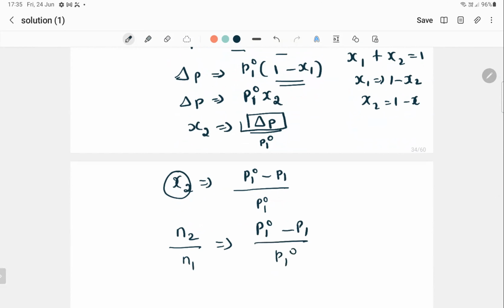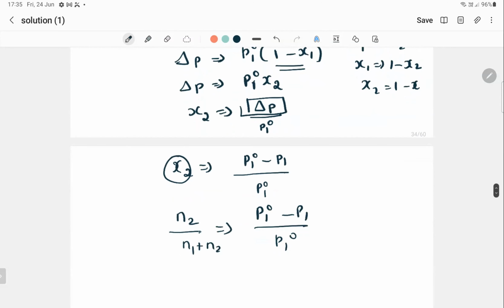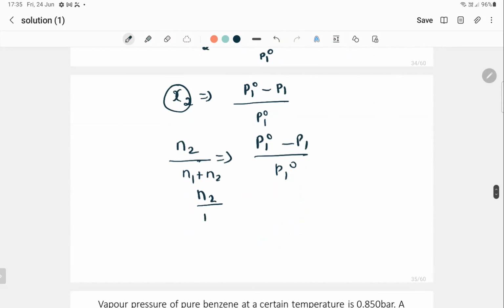So now you can write this as N2 divided by N1, which is equal to P1 naught. Wait. N1 plus N2. Okay. But we will not incorporate that thing. N2 divided by N1 is equal to P1 naught minus P1 divided by P1 naught. This N2 is nothing but the number of moles, that is given mass divided by molar mass. So we can substitute that thing here. Can you understand? Mole fraction is equal to number of moles.